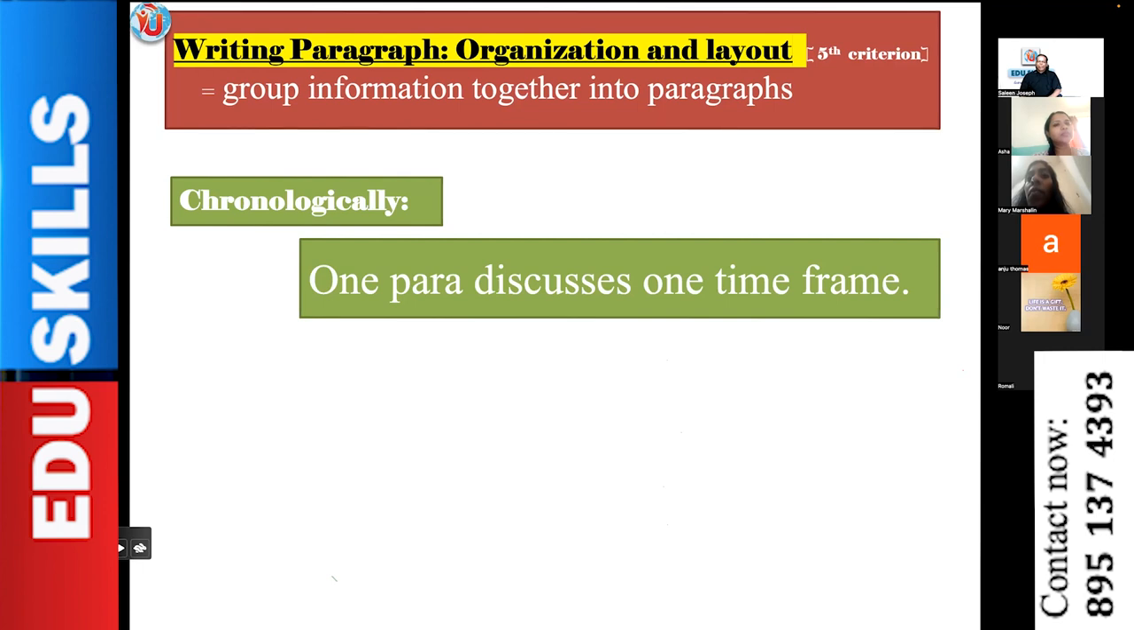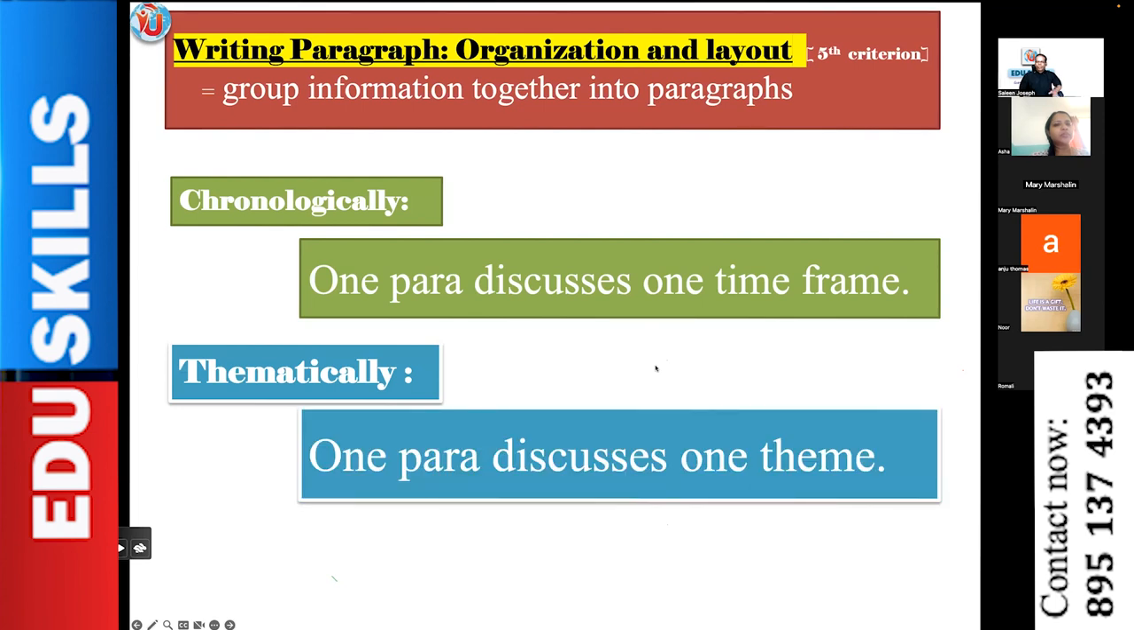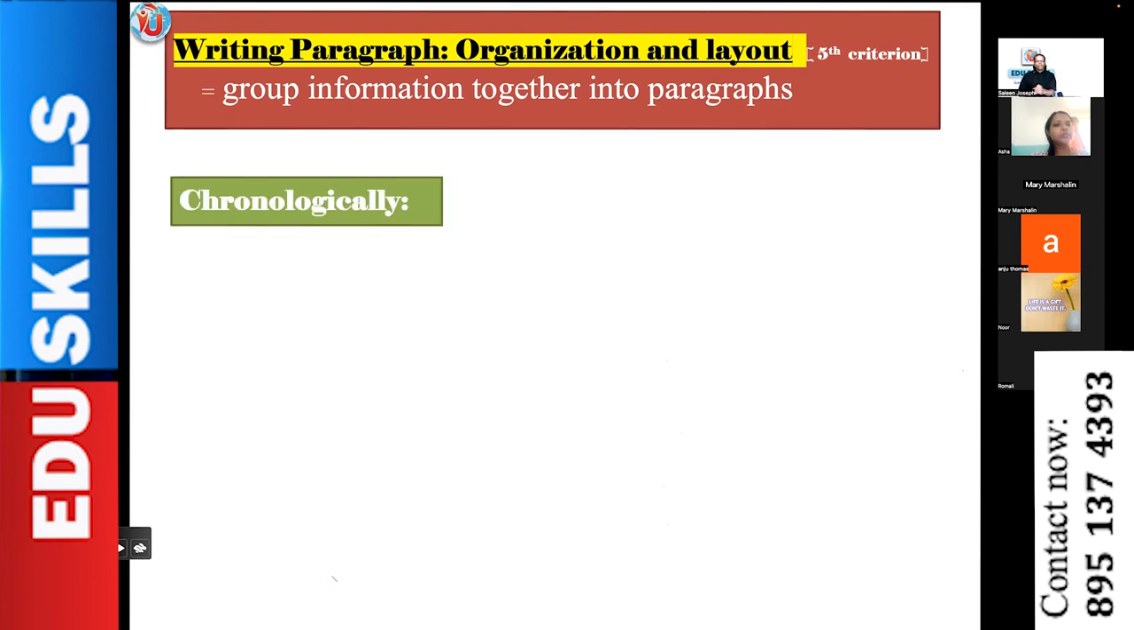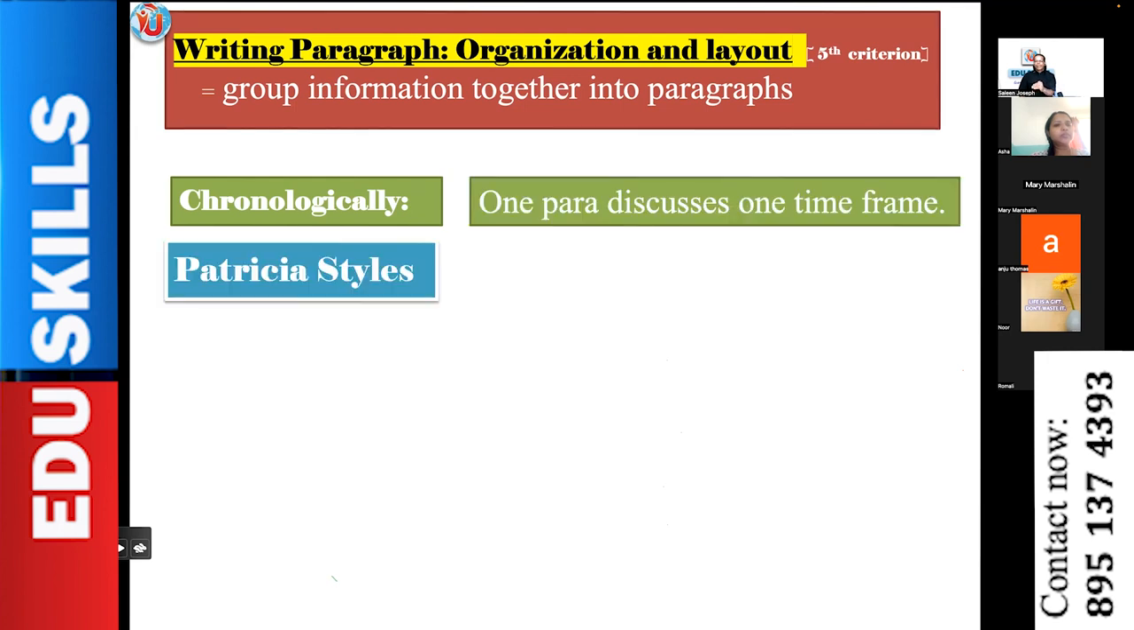Chronologically, one paragraph discusses one time frame. One paragraph discusses today, what happened. Next one, previous, when they were admitted, that time frame is discussed by another paragraph. And thematically, one paragraph discusses one theme, one issue, one concept. Do you get me? So these are the two different ways. You can choose any way, whichever is comfortable for you.